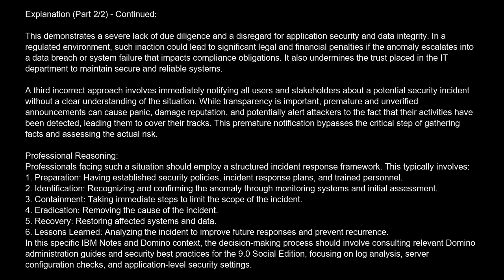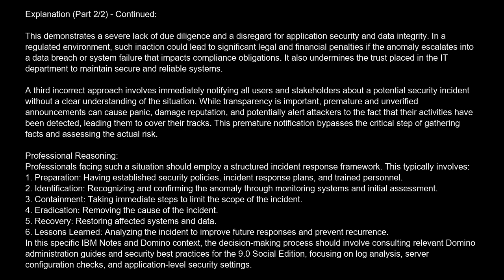A third incorrect approach involves immediately notifying all users and stakeholders about a potential security incident without a clear understanding of the situation. While transparency is important, premature and unverified announcements can cause panic, damage reputation, and potentially alert attackers to the fact that their activities have been detected, leading them to cover their tracks. This premature notification bypasses the critical step of gathering facts and assessing the actual risk.